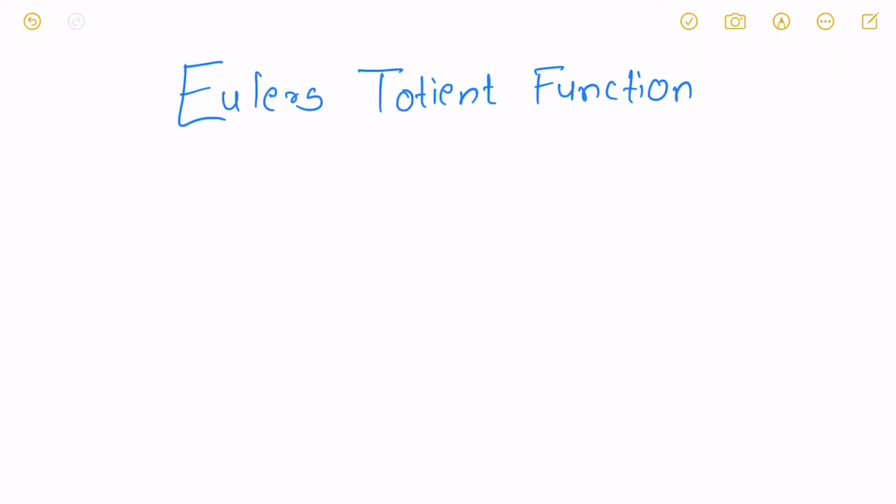And welcome everyone. My name is Aditya and in this video we are going to be exploring Euler's totient function, and we will be proving its multiplicative property and eventually we will be proving Euler's product formula.